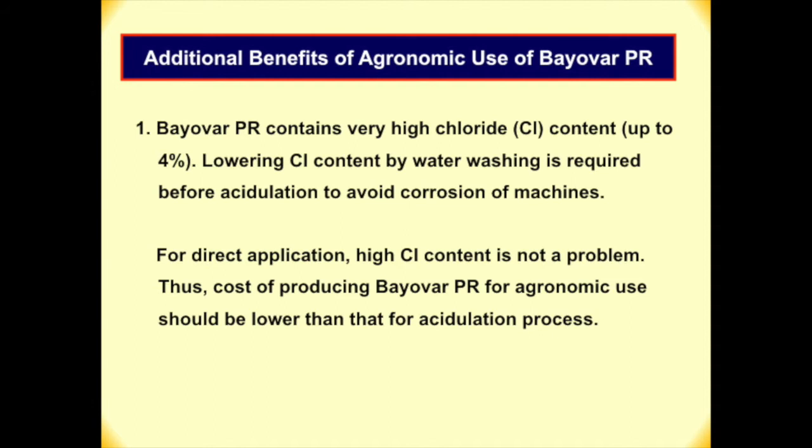Additional benefits of agronomic use of phosphate rock. One is that Bayovar rock has high chlorine content, 4%. Lowering the chlorine content by water washing is required before acidulation to avoid corrosion of machines. But for direct application, this chloride is not a problem. Therefore, the cost of producing Bayovar phosphate rock for agronomic direct application should be lower than for the acidulation process.